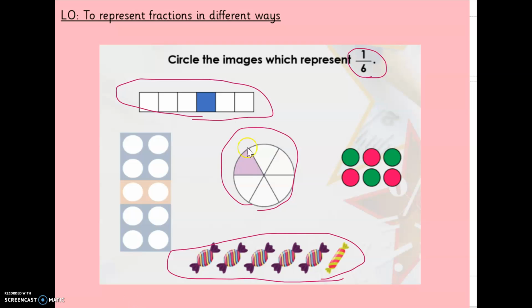So here are the answers for that question. You can see here, this is a bar model that's been split into 6 parts. 1 part is coloured blue, which is 1/6. You can see here, I've got a little pie, a little sort of pie diagram.